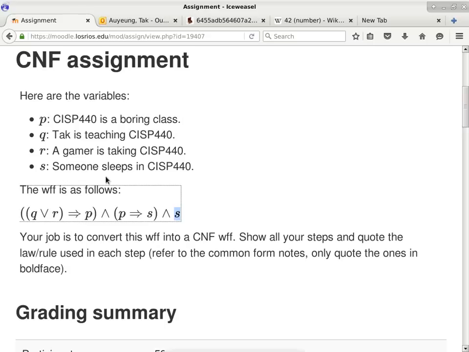So once again, this is an expression using those variables. This entire expression itself can be true, can be false. I am not asking you to prove anything. That's for the next homework assignment for next week.